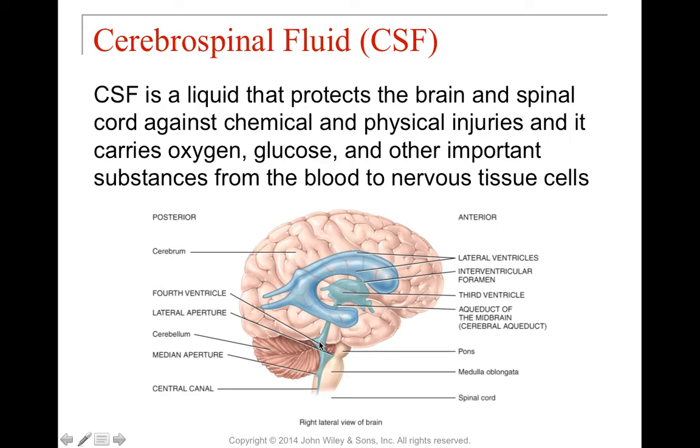Okay, and then from that 4th ventricle, it's then going to go to the medial and lateral apertures, which are found here. Is the lateral one and the medial one. And then from that, it's going to go back into the subarachnoid space and get absorbed in by the arachnoid villi.